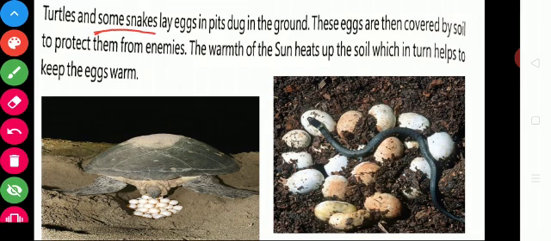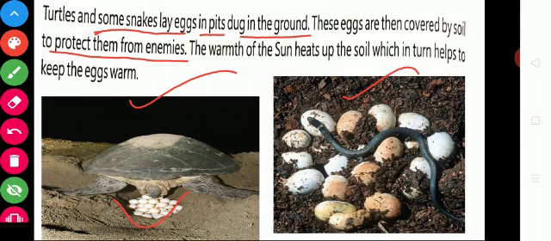Turtles and some snakes lay eggs in pits dug in the ground. See the first picture. This is a turtle laying eggs in pits dug in the ground. And also some snakes. The second picture is a snake with its eggs. These eggs are then covered by soil to protect them from enemies. The warmth of the sun heats up the soil, which in turn helps to keep the eggs warm.